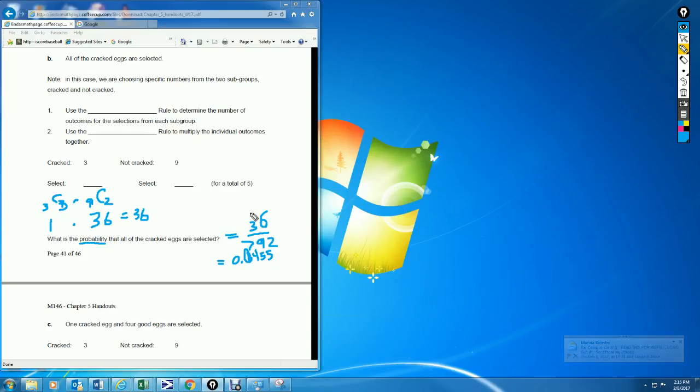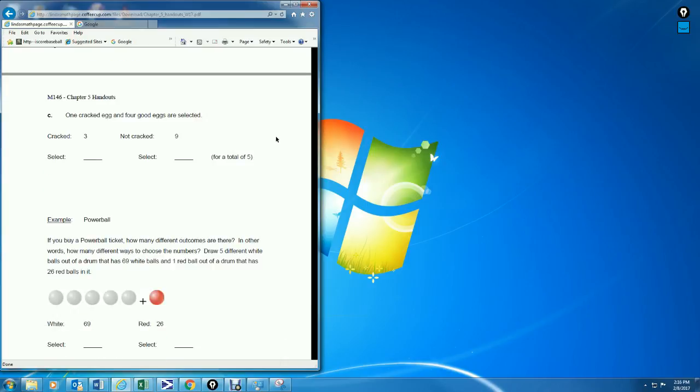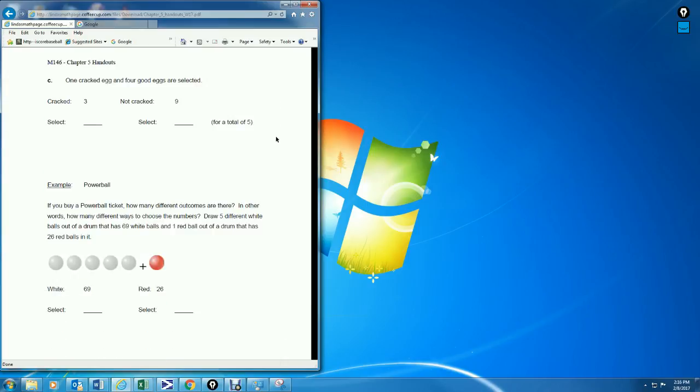All right, so let's go on to the next page, which has an example very similar to the one we just did. So in this case, what if we want to choose 1 cracked egg and 4 good eggs? Okay. How many ways are there to do that?